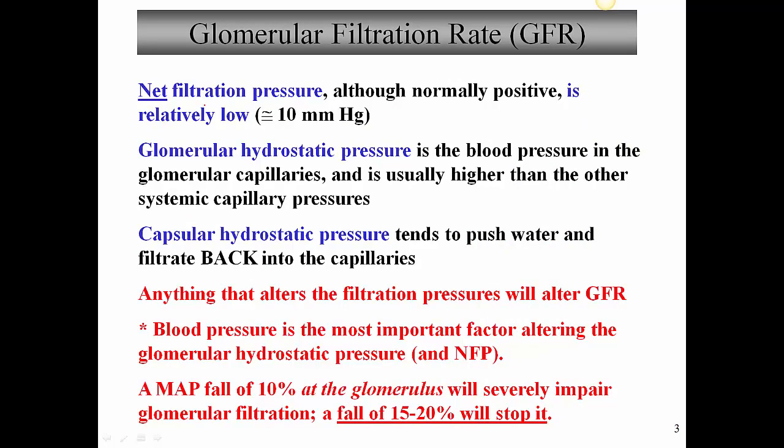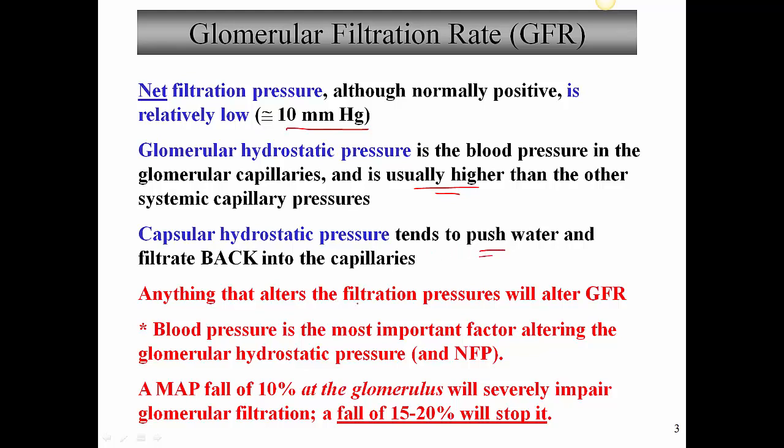Let's summarize what we just talked about and add a couple more points to that. First of all, remember that net filtration pressure, although it's normally positive, is relatively low. That is, we're talking about a net filtration pressure of only 10 millimeters of mercury. The glomerular hydrostatic pressure is the blood pressure in the glomerular capillaries. Remember that this is typically higher than in other systemic capillaries. And so this is around 60 millimeters of mercury or so, and that high pressure is required because of the capsular hydrostatic pressure, tending to push fluid and water back into the capillaries.